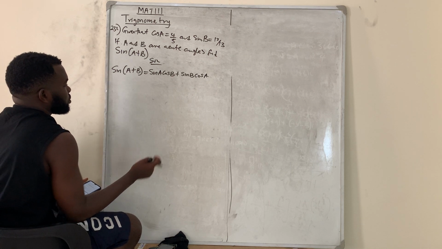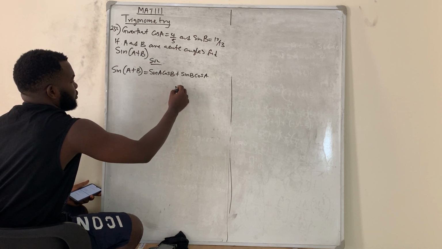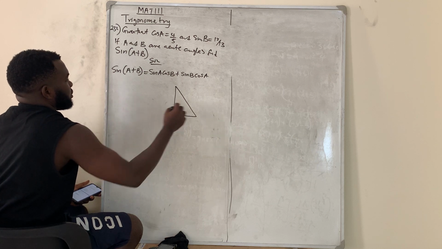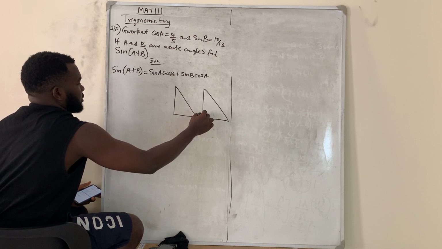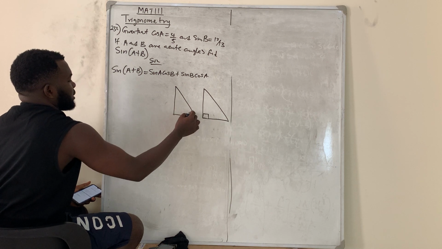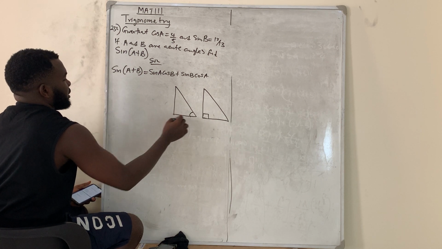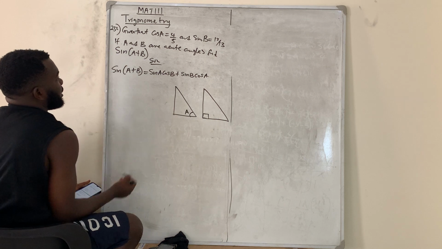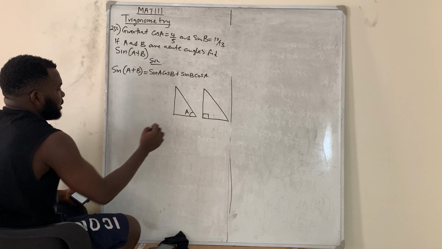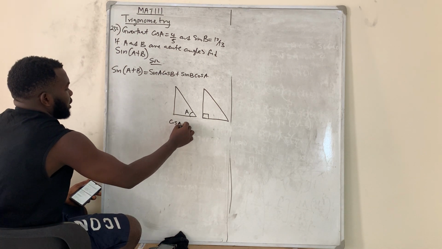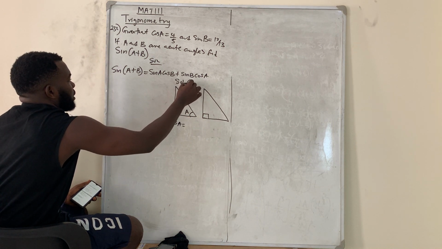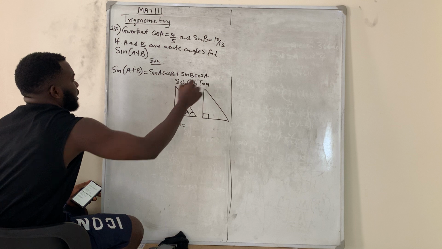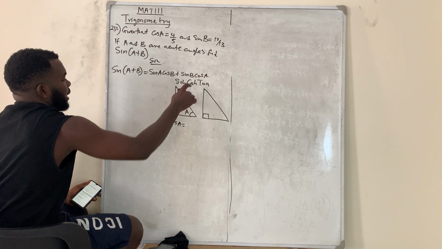So what you do is just draw for me. If you draw this, you have two triangles, this and this, and they say that they are all acute. So this is my A. Don't forget that they gave me cos A, and cos is what? Adjacent, SohCahToa. Cos is adjacent over hypotenuse.